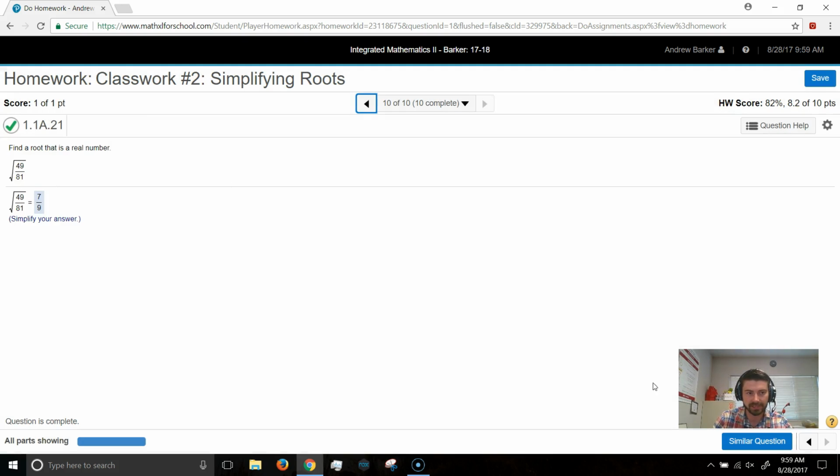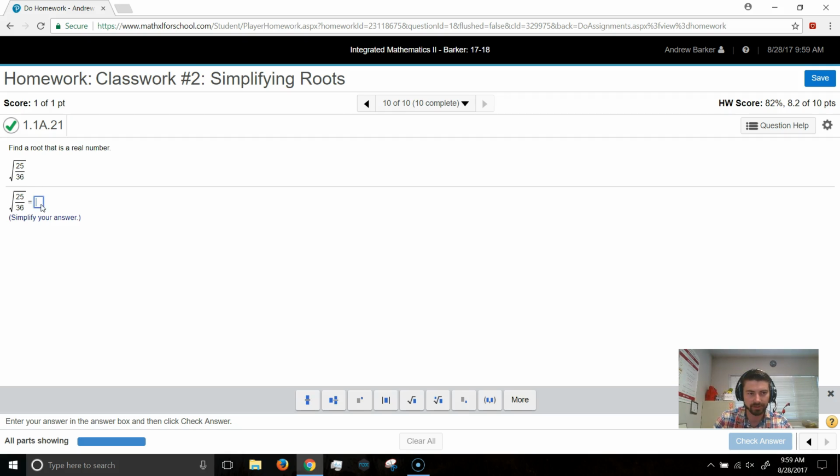This last one just breaks apart. The square root of 25 is 5, and the square root of 36 is 6. So you can break them apart and square root them each separately.